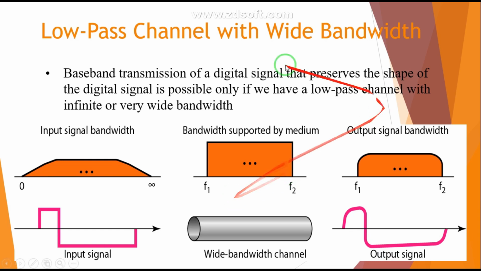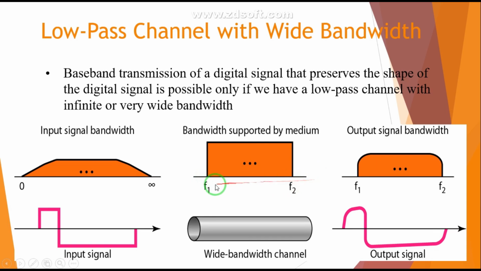Now you can see the next, that is a low pass channel with a wide bandwidth. Over here you can see that the input signal has a bandwidth of 0 to infinity, and it is a non-periodic digital signal. You have to pass it through a wide bandwidth channel whose frequency ranges from f1 to f2. And remember, guys, f1 is closer to 0 and f2 is closer to infinity. Understood? Because no channel has a frequency range from 0 to infinity.